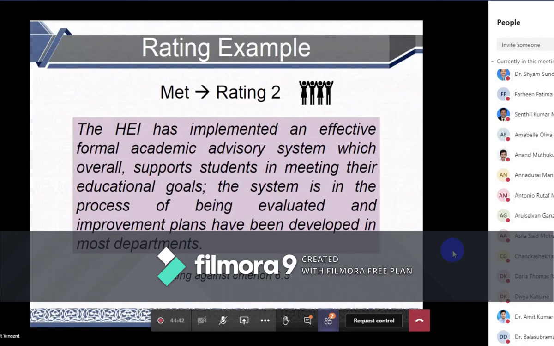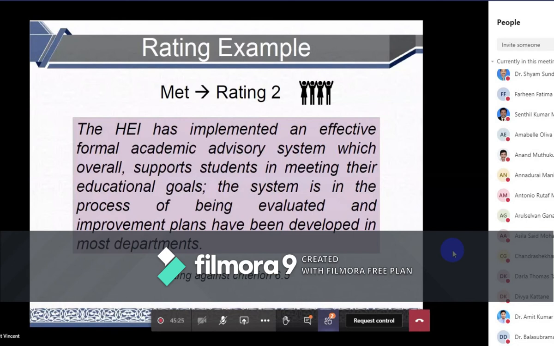That means you are partially evaluating, or you do have forms and feedback mechanisms and satisfaction surveys to identify what is going on. But you don't have an improvement plan, or maybe only some of the departments do. So the rating is met, which is 2, because we do have a system, a process and mechanisms in place, but we don't have a sustainable mechanism across all departments where everybody is evaluating the system.